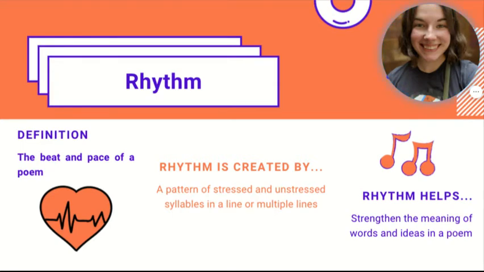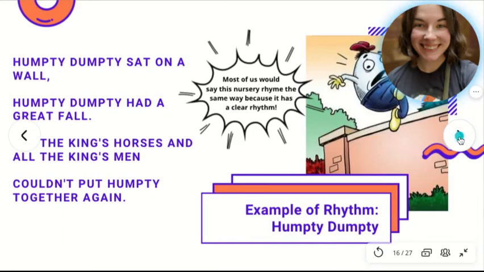And it's created not by necessarily like music having to be played behind it, although it certainly can be. But what it's actually created by is a pattern of stressed and unstressed syllables in a single line of text or multiple lines of text. And I'll show you examples of that. When you have rhythm in poetry, it helps to strengthen the meaning of words and ideas in the poem. So let me show you what I mean by that.